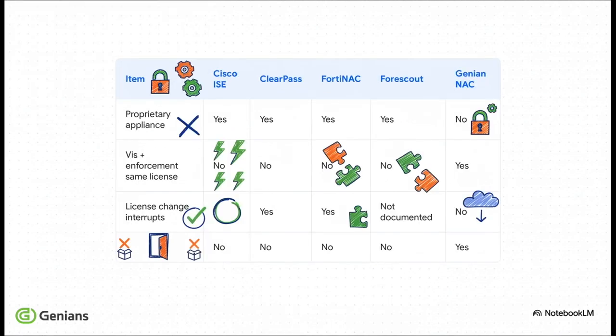Okay, this table puts it all side by side. Proprietary appliance: yes for the first four, no for Genian NAC. License model: you can see the different types, concurrent session, endpoint, connection, versus the active node model. Are visibility and enforcement in the same license? No across the board for the others, yes for Genian. Do license changes cause interruptions? We saw documented cases of yes for the first three and no for Genian. And finally, can you get a self-service trial? No for the others, yes for Genian.